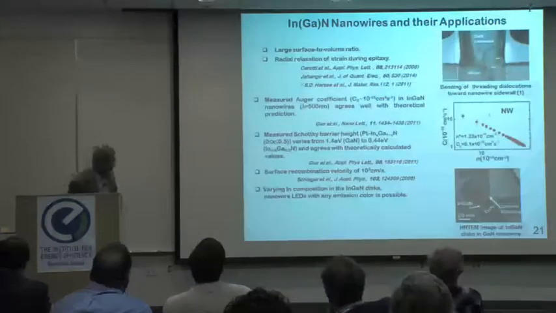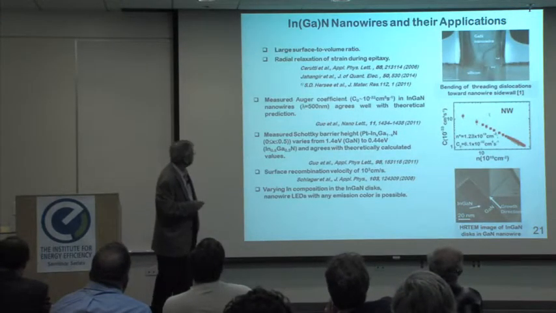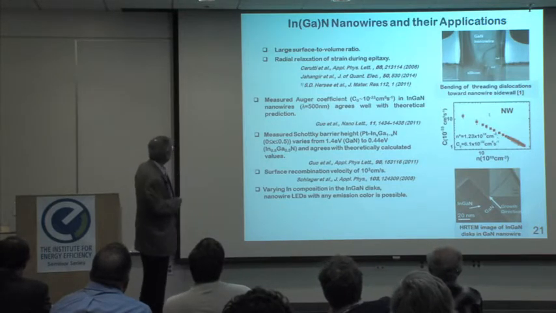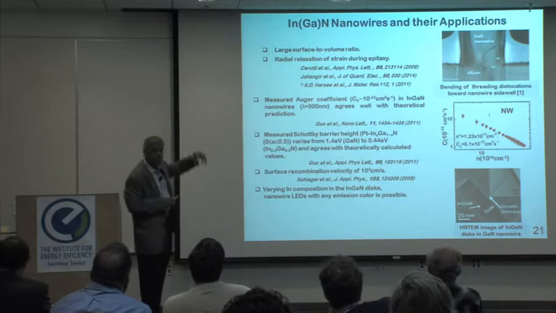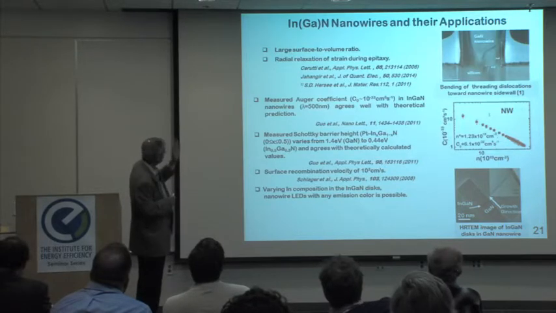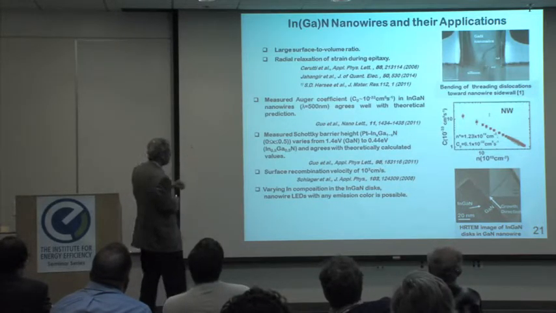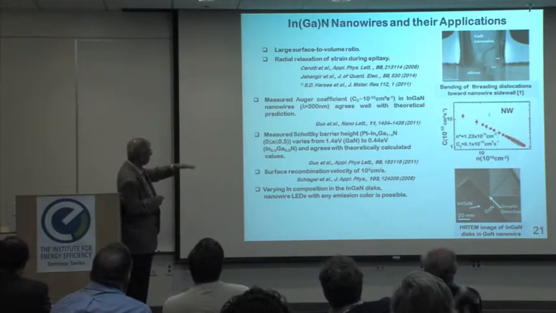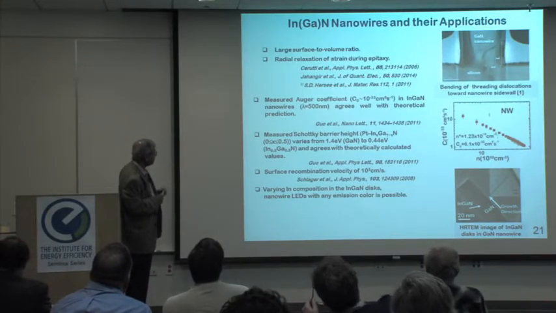And this happens because of the large surface to volume ratio. Also, the radial relaxation of strain during epitaxy reduces the polarization fields in the heterostructures and so on. We've measured the Auger coefficients by an optical technique, and the results agree very well with what I showed you before and with things in the literature.